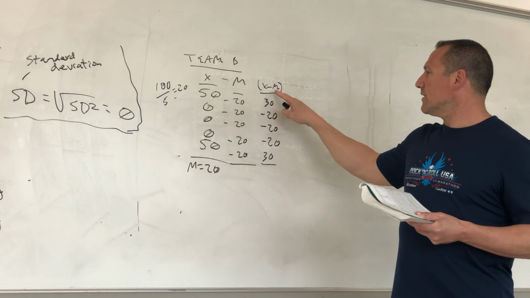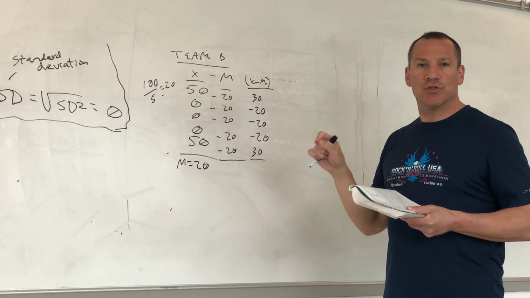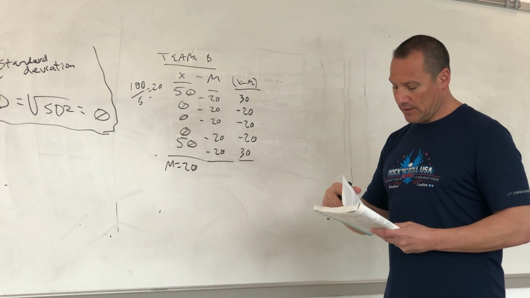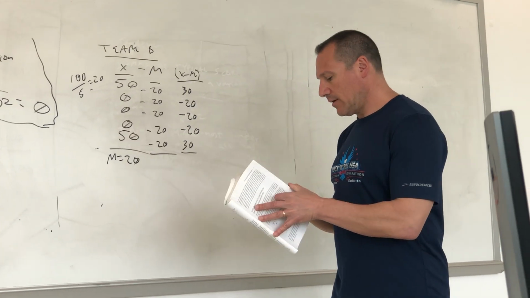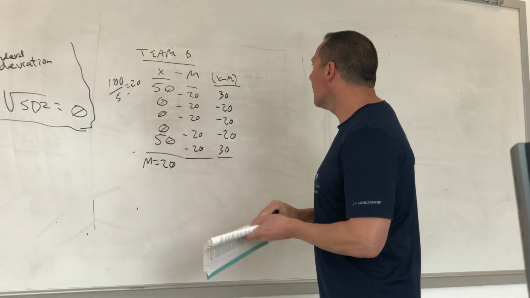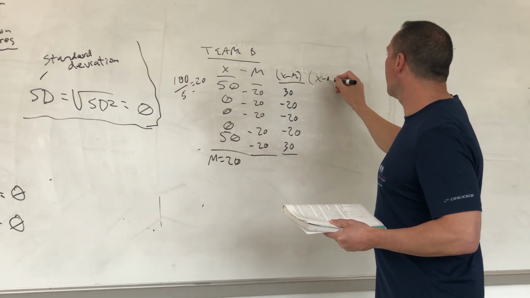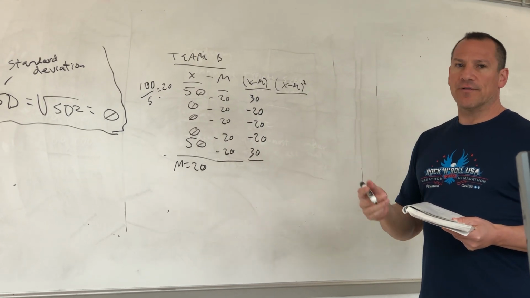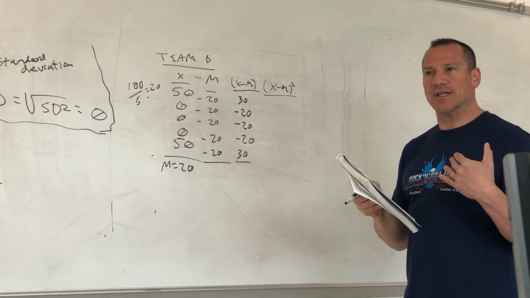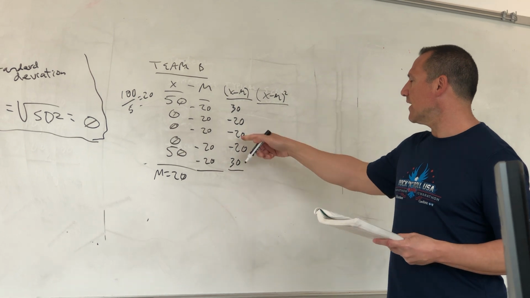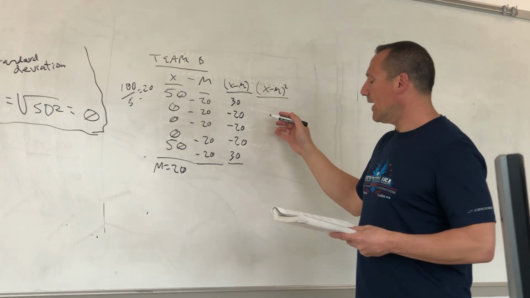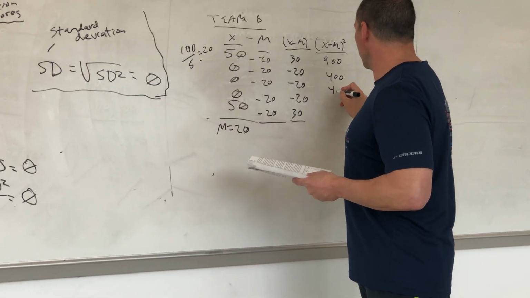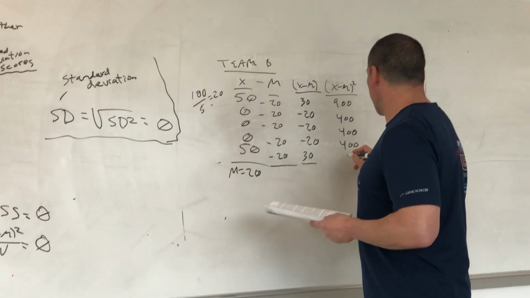One way to check your work, by the way, is that how these things are calculated, the deviation scores should sum to zero, and they do in this particular case. It's a good way to check your work. And the next thing we're going to do is square these. Squaring them has the effect of getting rid of all these negative signs. All measures of variability need to be positive. There's no such thing as negative variability. So to get rid of those negative signs, that's really why we're squaring these right now. So these are the squared deviation scores, which is 900, 400, 400, 400 again, and 900.